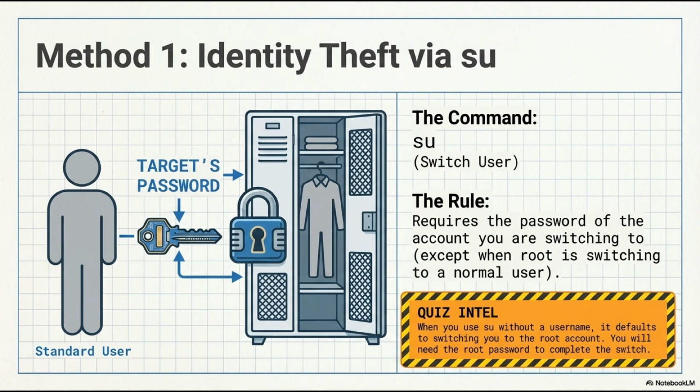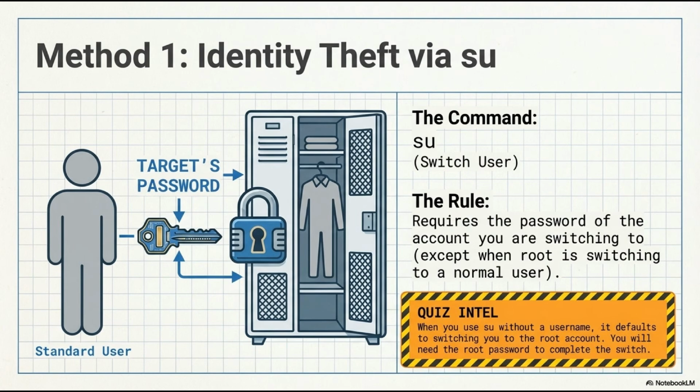Exactly. The strict mechanism of SU is that authentication is tied to the target. To become user JSmith, you type SU JSmith, and then you provide JSmith's password. Not your own password. Right. The authorization module checks the target's credentials, not yours.